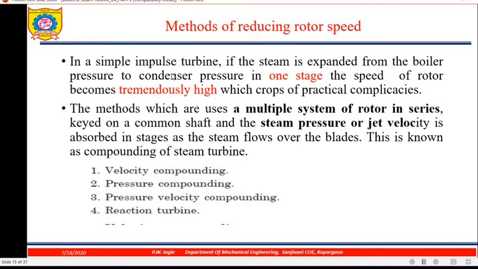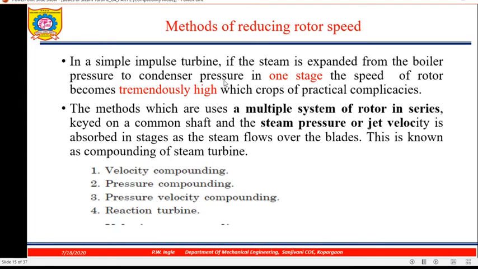See, a steam turbine is used in a steam power plant. What are the main components of a steam power plant? Number one is the boiler, which generates steam at high pressure. Number two is the steam turbine, where this high pressure steam is converted into mechanical energy, and mechanical energy is converted to electrical energy. Then next is the condenser, and then the feed pump. That's why we say steam is expanded from boiler pressure to condenser pressure.